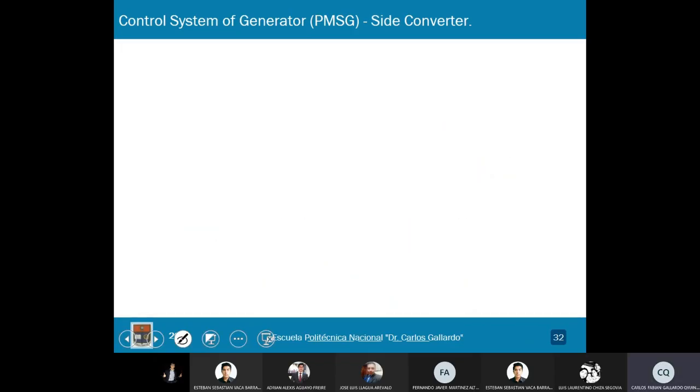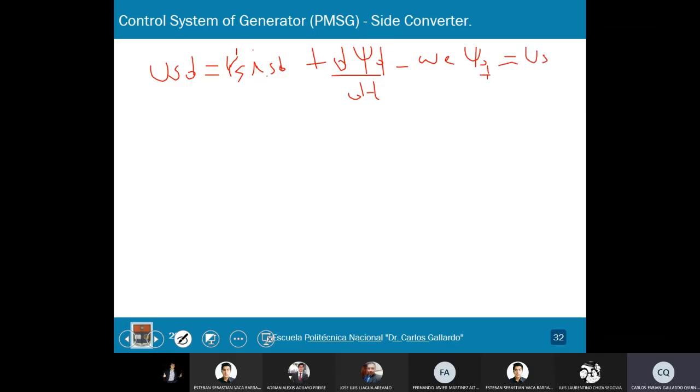So now let's continue with the control system of the generator. In this case, it is the permanent magnet synchronous generator. From the previous equation, we know the stator voltage on the d axis, we have already demonstrated this equation, is equal to the stator resistance times the stator current on the d axis, plus the derivative of the direct flux, minus the electrical speed times the quadratic flux. And this is equal to the stator voltage.